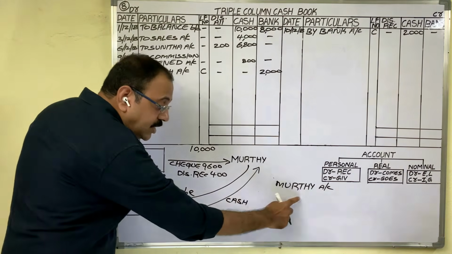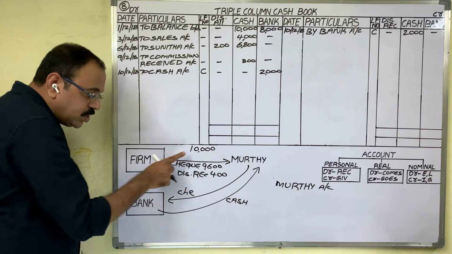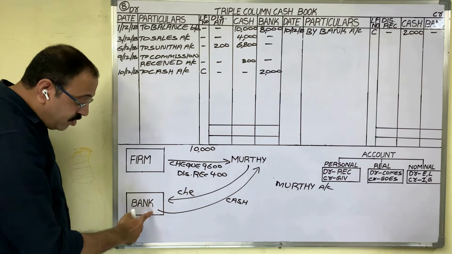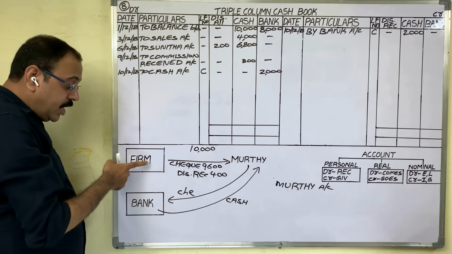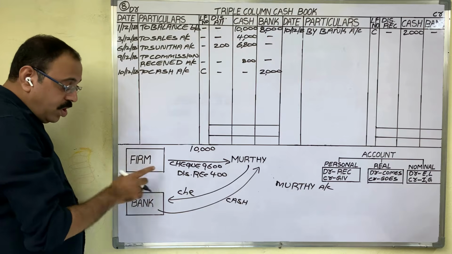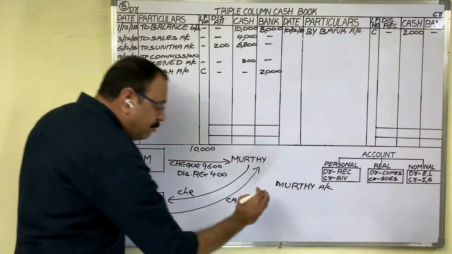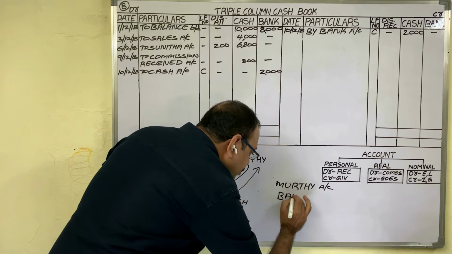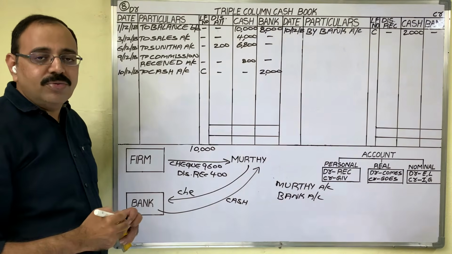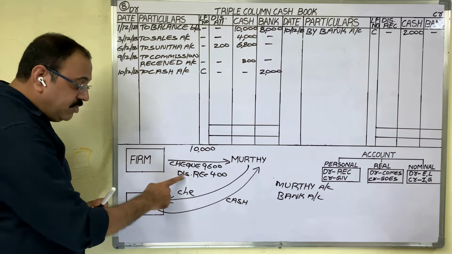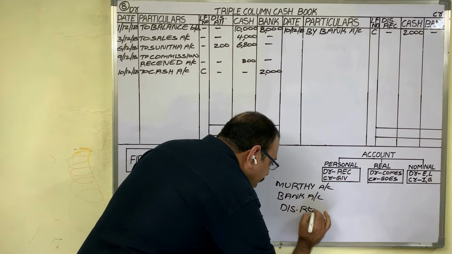Don't write cash account as the second account, because cash is not coming into the firm and cash is not going from the firm. Cash is going from the bank. We are not preparing a triple column cash book in the bank's books, no. We are preparing this book in the firm's books. Therefore, don't write cash here. As money is going from our bank account, bank account is one account. Whenever a check is given to us, bank account comes as one account. Remember. And we are receiving discount now. Therefore, discount received account is one account.